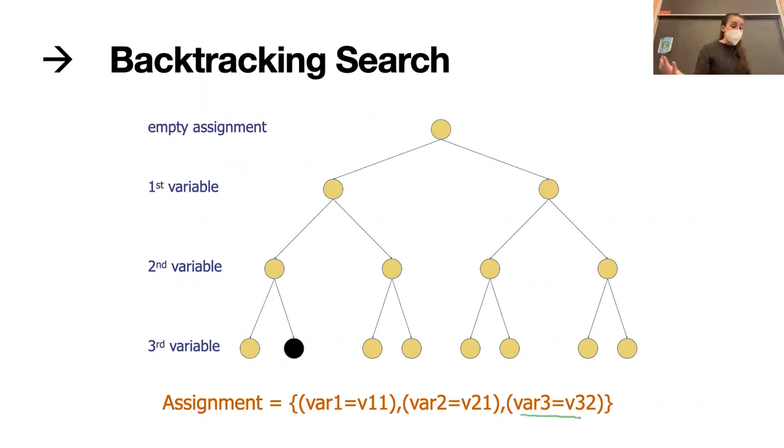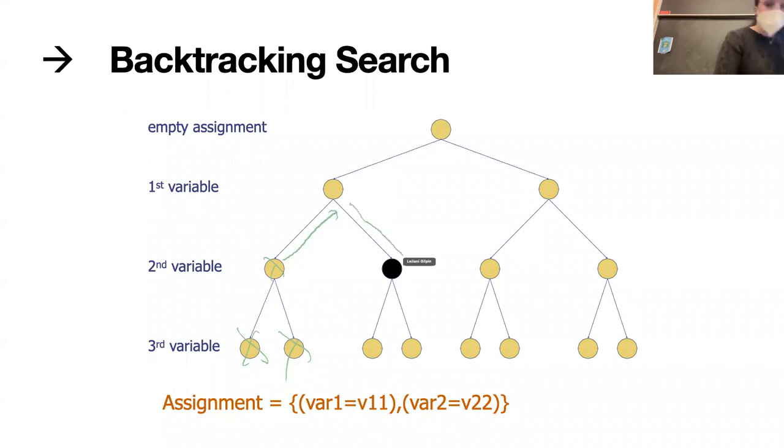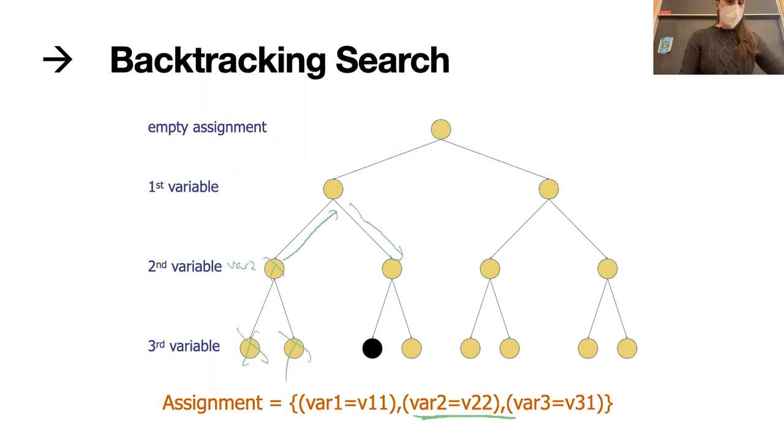Again, we're just doing depth first search. If it says, hey, this is not consistent, we're doing backtracking search, which is basically depth first search. In the case that it failed, if it said these two were really bad and this did not work, we will pop back up and continue down another branch here. We're going to set our variable var2 equal to now v22, and then we will continue down and set these.